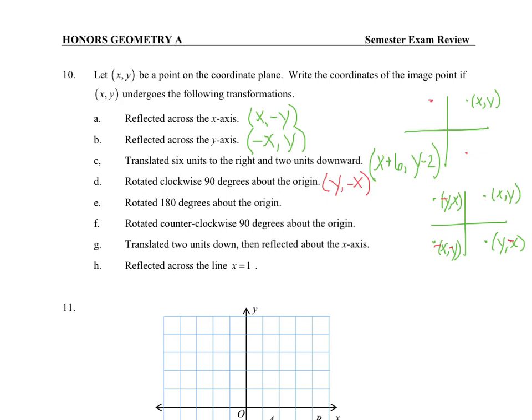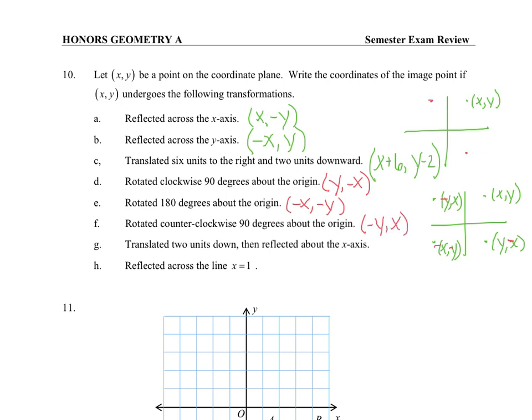x. And if we rotate 180 degrees, going from here to here, we're going to have negative x, negative y. And if we rotate counterclockwise, so that's in this direction, 90 degrees about the origin, we'll have negative y, x.